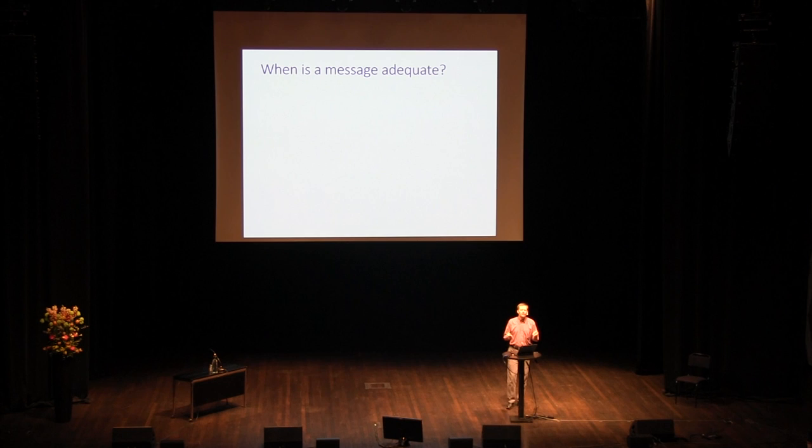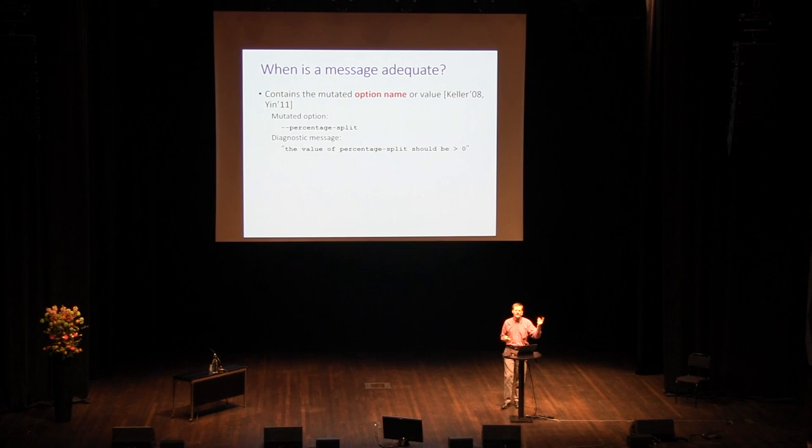So, great. When is that message adequate? Well, essentially, there are two ways to figure this out. One is, if it actually mentions the exact root cause mutated option name or the value, then people can figure it out. And other people in the past had already done this, and it works well. Like, the mutated option is percentage split, and the diagnostic message mentions that. People can figure that out.